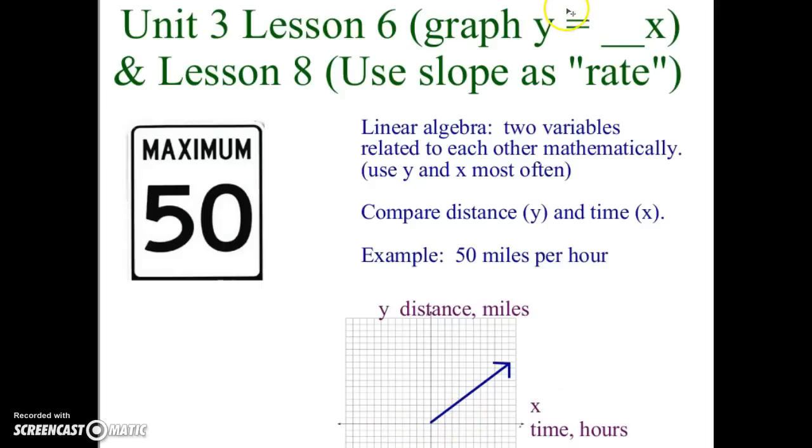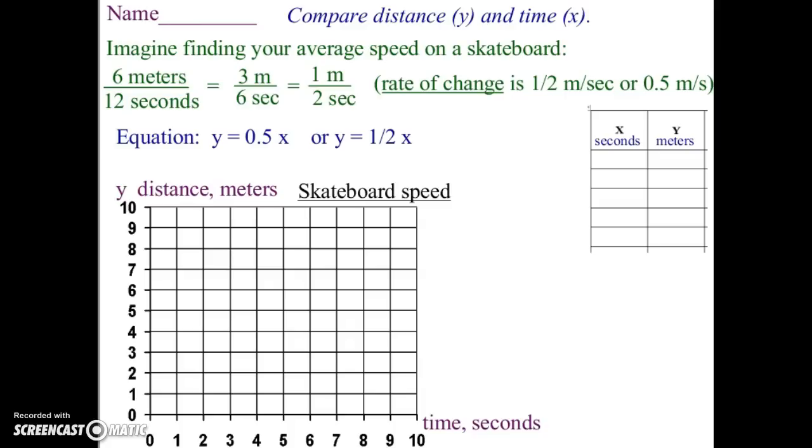So let's do something different, and I'm going to ask you to go ahead and fill out your own little graph and bring it into Class Connect, and that's the main thing we're doing here. Alright, so let's take our time looking at this from the very top. We're comparing distance and time. And this is a different example.